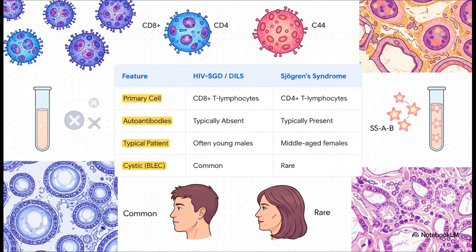And beyond that T cell difference, there are other huge clues. Patients with Sjogren's are usually positive for autoantibodies, like SSA and SSB, which are pretty much always absent in HIV-SGD. The patient demographics are different too. Sjogren's is way more common in middle-aged women. And finally, those hallmark cysts we talked about, super common in HIV-SGD, but pretty rare in Sjogren's.